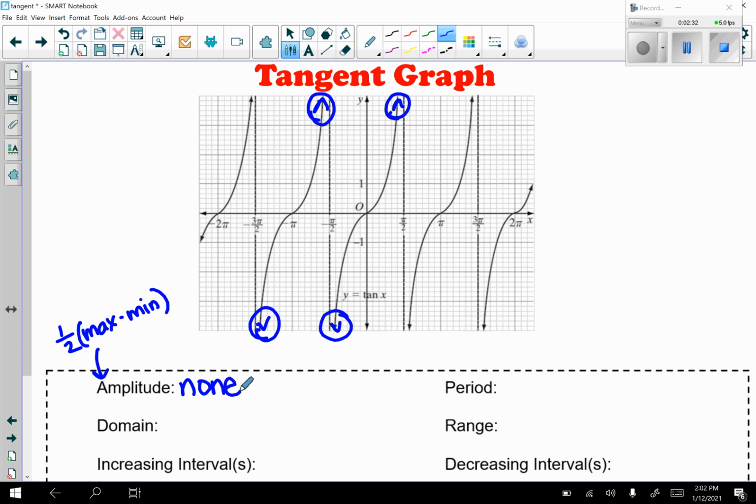Period, remember, is the length of time to see one curve. So here is one curve. It's going from negative pi over 2 to pi over 2. So this distance from here to here is the period of tangent, which is pi.